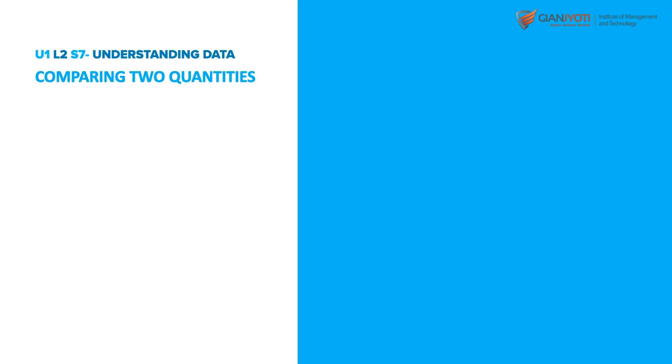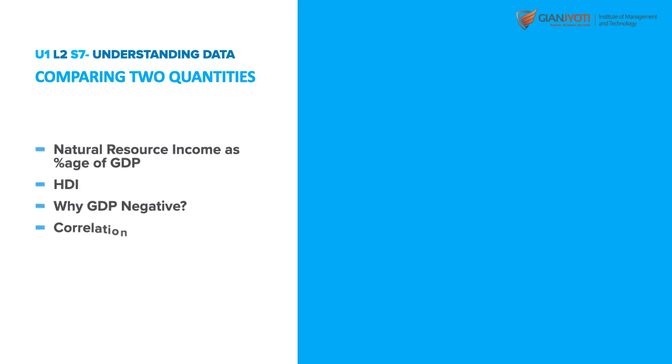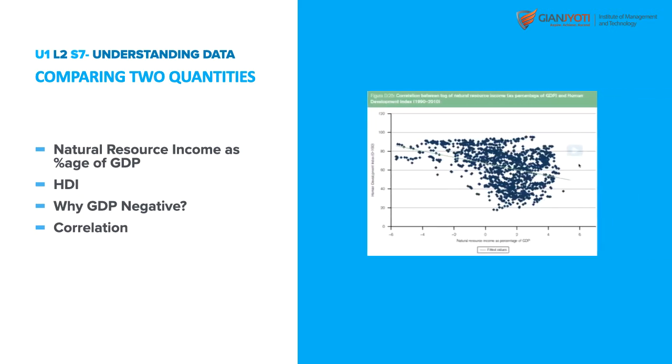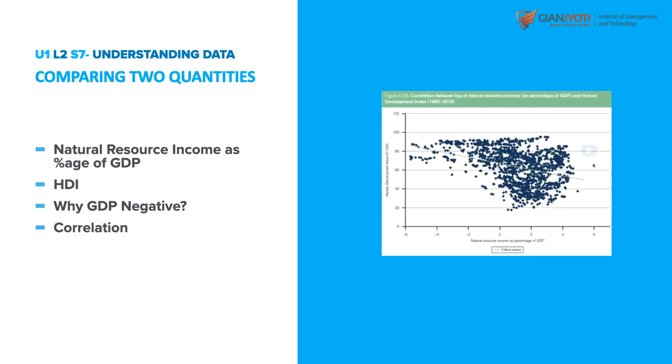When we talk about two quantities, let us take another example again from the World Trade Organization report. Now this particular graph that you are seeing is a scatter diagram. On the x-axis you are seeing the natural resource income, which is the percentage of GDP. That means the natural resources of the country, how much of those resources are contributing towards your GDP. And on the y-axis is the Human Development Index.